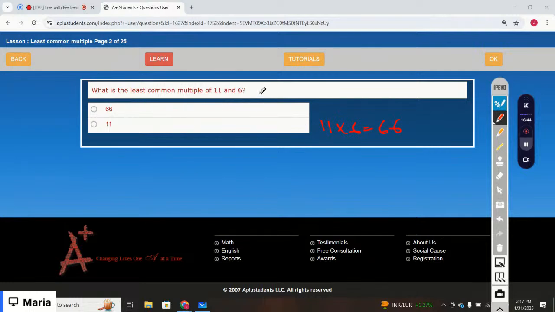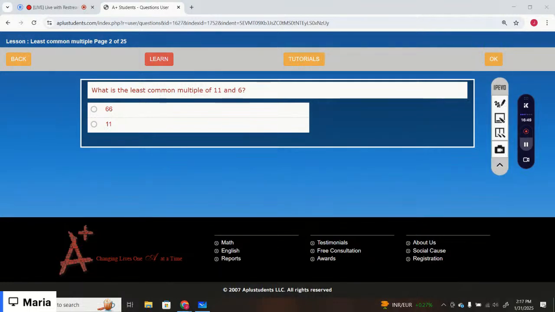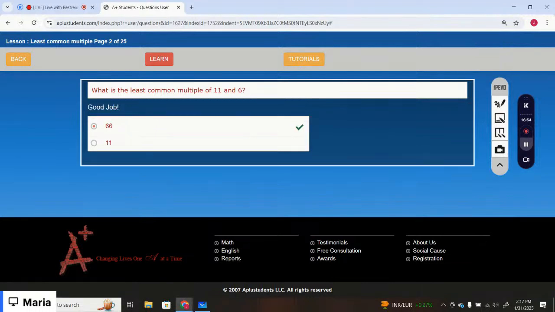Because a prime number and a composite number don't have any common multiple, you simply have to multiply them for the LCM. That is 11 times 6 is 66.